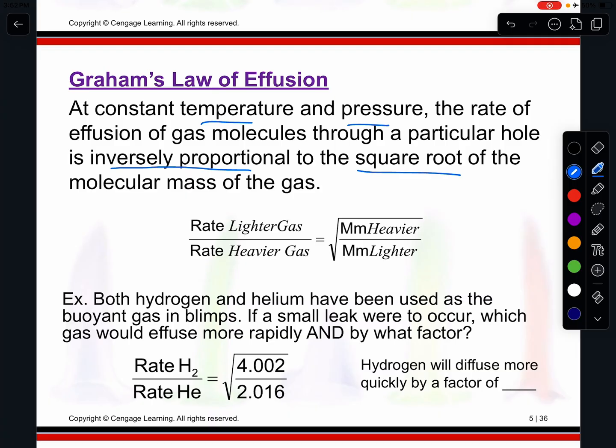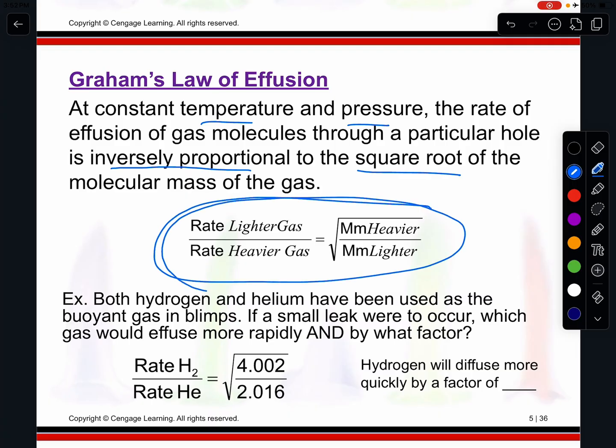Okay? Now, I am going to give you this equation on any exam, but it is the rate of the lighter gas over the rate of the heavier gas, and then the square root. So let's go ahead and do an example, and then we'll try one on our own. Again, the whole concept here is lighter gases in terms of mass move faster. Heavier gases move slower. Now, we want to figure out exactly what their relationship would be, and the answer is using Graham's law.